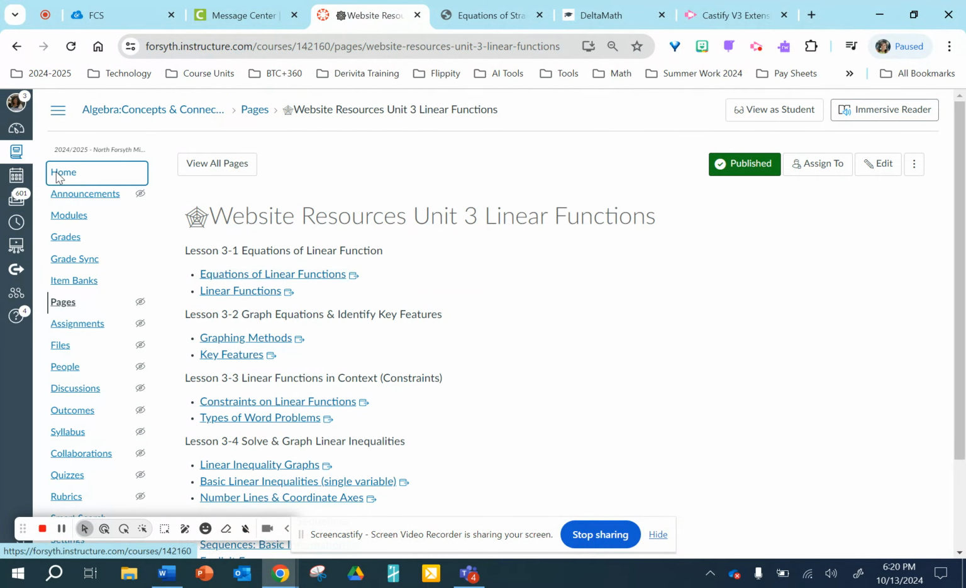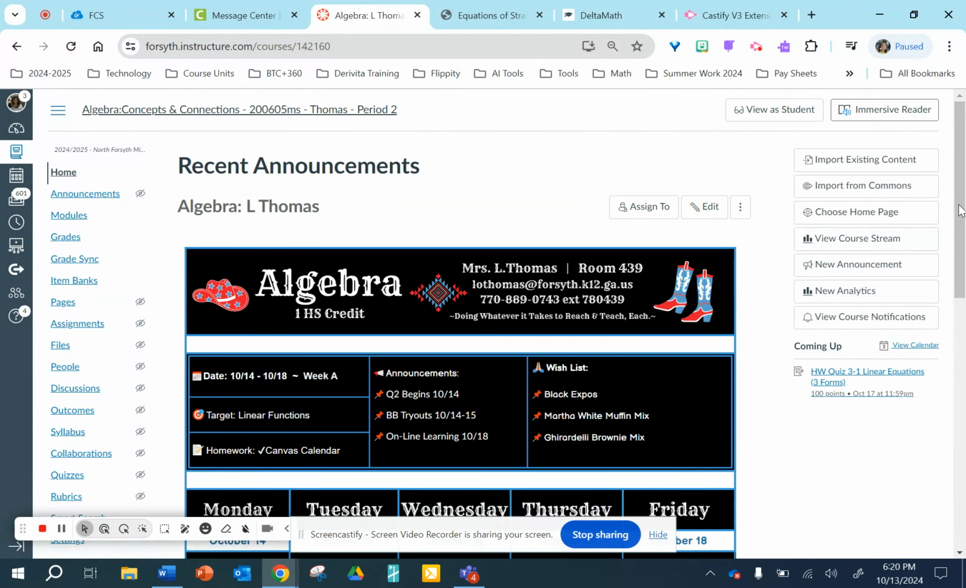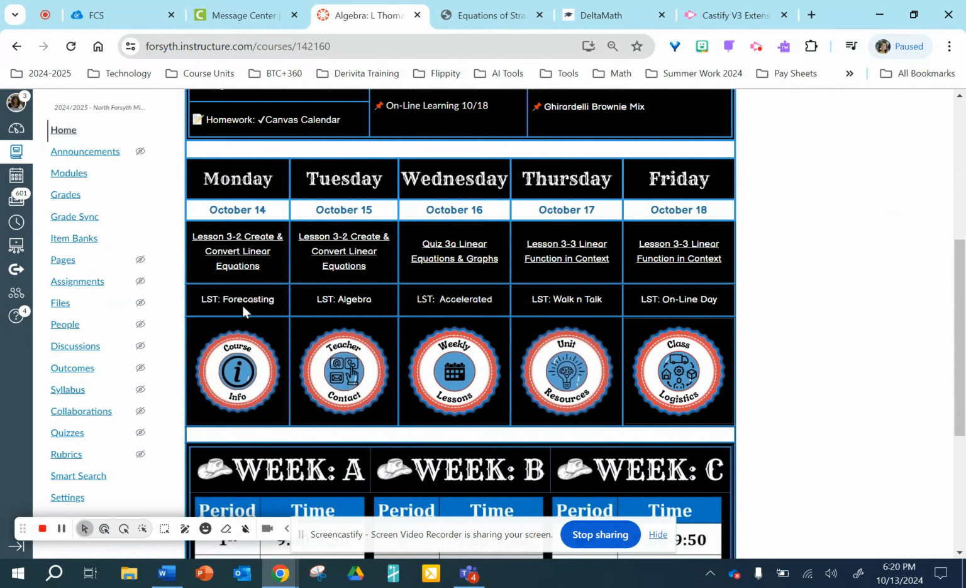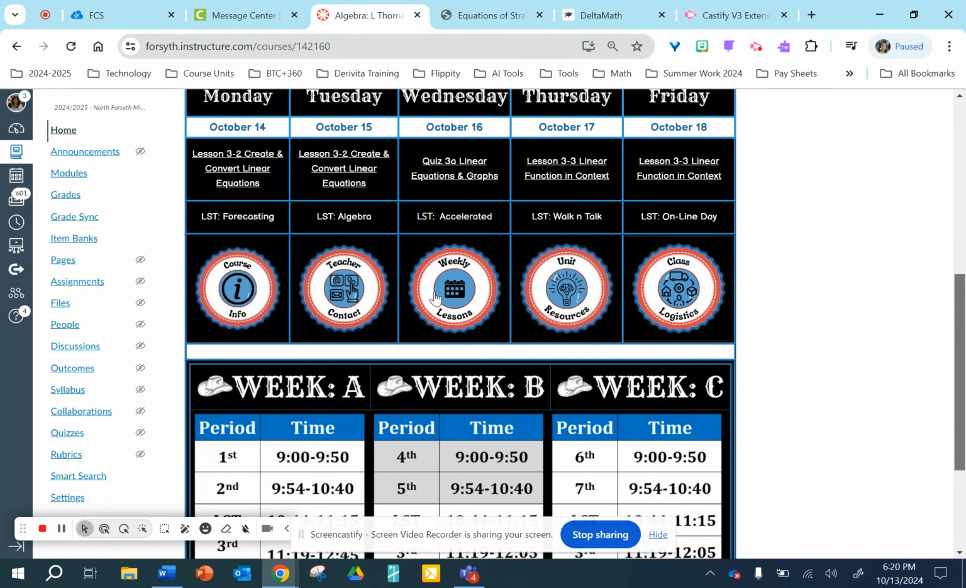And then back to our home page, a couple of things I wanted to point out. I also put what we are doing for LST each day. This week we will not have LST on Thursday. We'll have walk and talk since Friday is an online day. The buttons in the middle here take you exactly to the information that it says here.